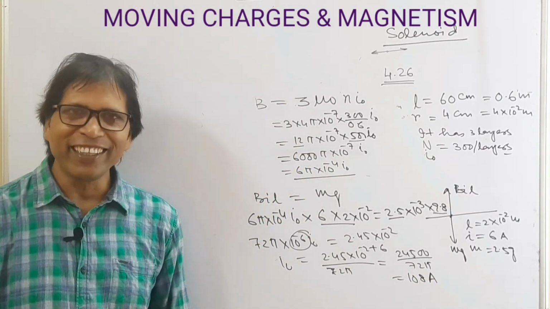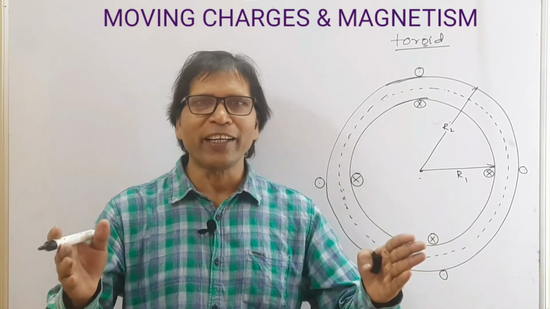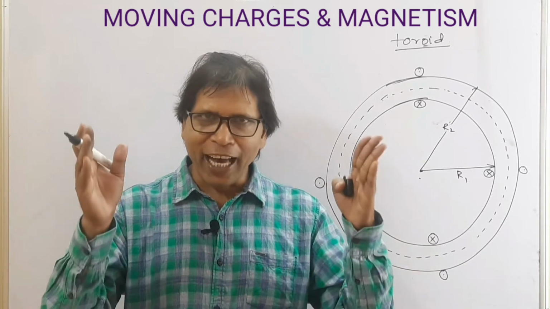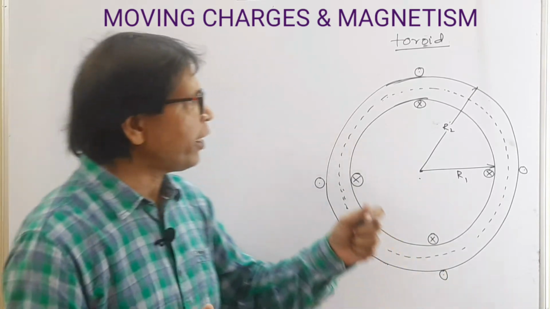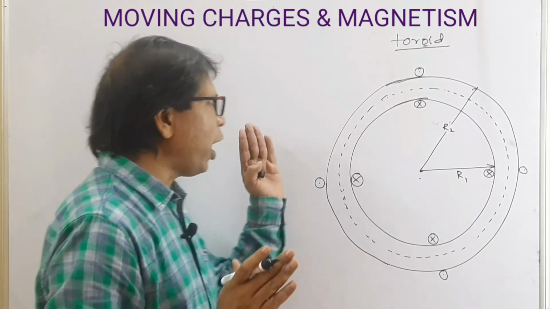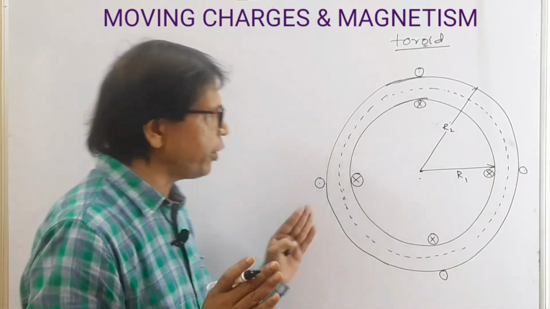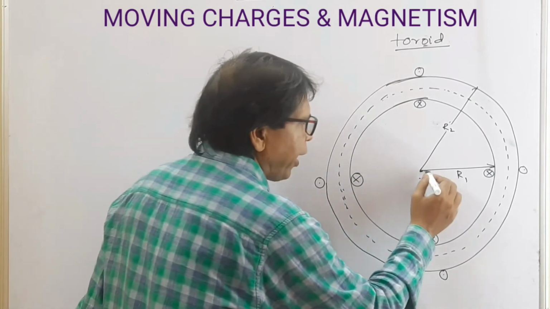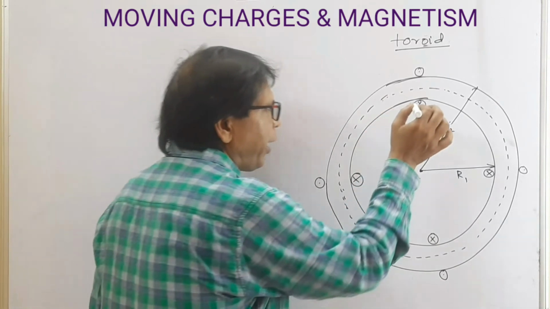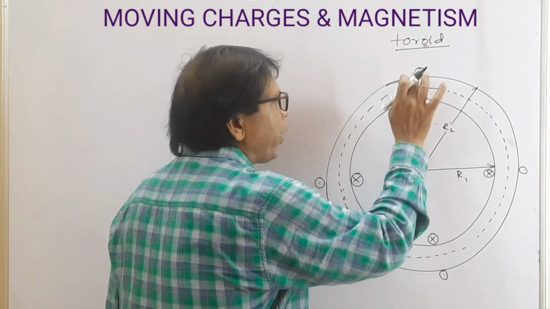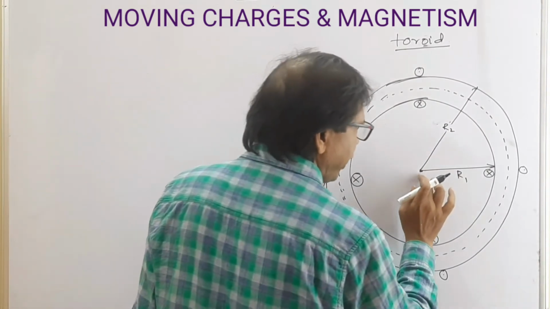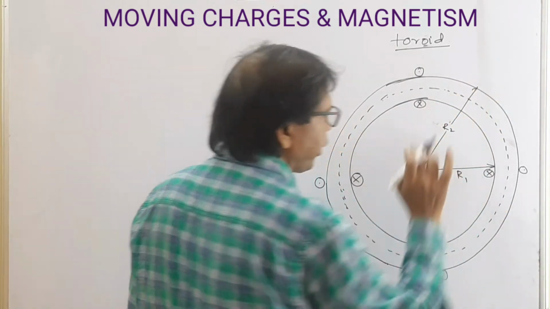Okay, understood? Now we have to calculate the magnetic field due to a toroid. A toroid is a circular solenoid, that is, two ends of the solenoid are connected. Now this is the half section of the toroid. Look at this, this is the inner radius, this is the outer radius. Now here current enters at this point and current leaves from this point. Okay, now this is the inner radius and this is the outer radius.